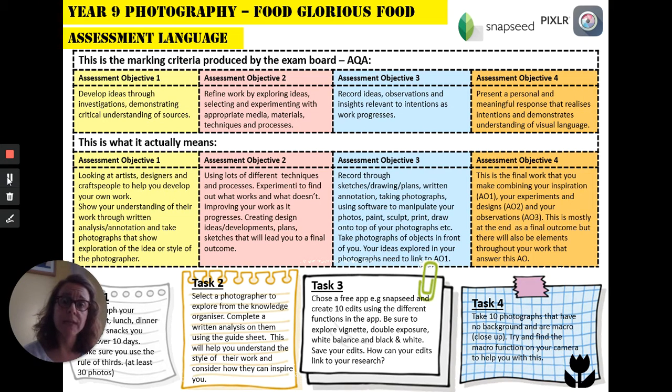Assessment Objective 3 is your recording. We can record in different ways. We can record by writing and annotating. We can record by taking good quality photographs. And also part of this assessment objective is recording by drawing. It is a compulsory part of the course that you have to draw. Drawing can be physically drawing with a pencil or drawing within something like Photoshop.